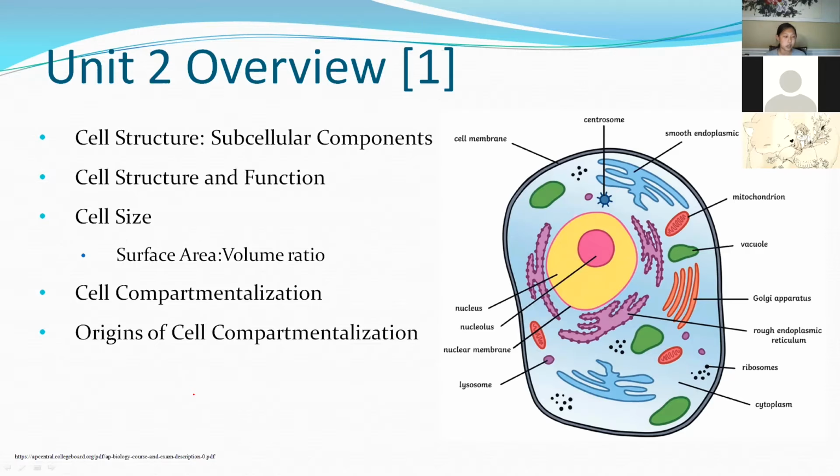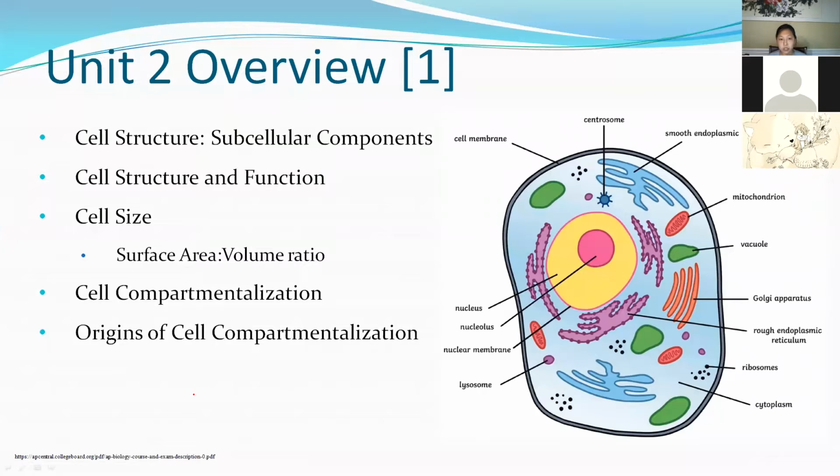This means that in the end, having a smaller cell makes the surface area to volume ratio higher, and therefore that's why cells are small. Okay, and then we move on to cell compartmentalization, which is basically just organelles. So the different organelles, how they work, what they do, is pretty important.